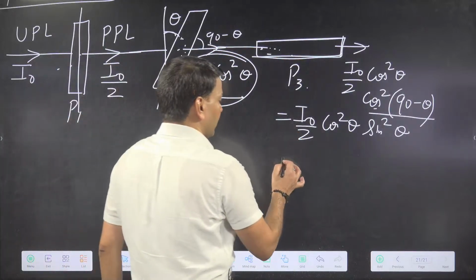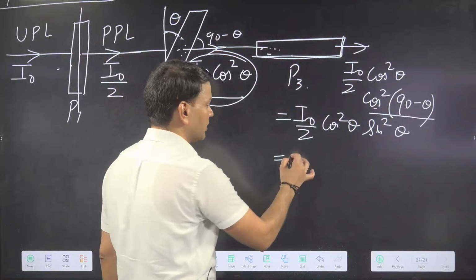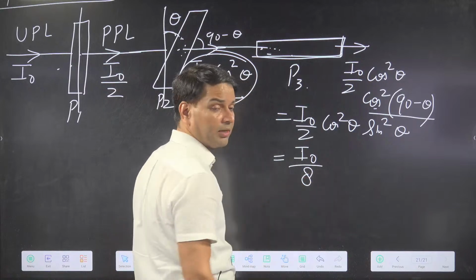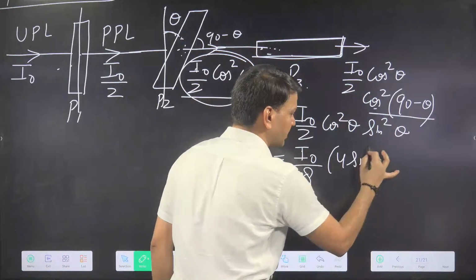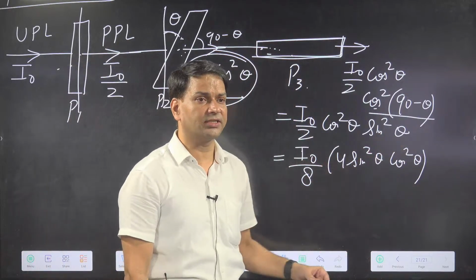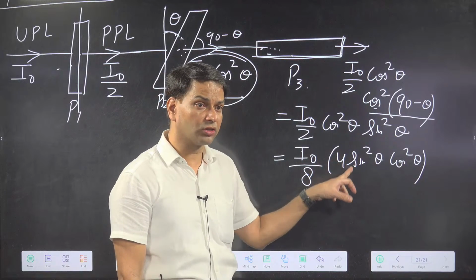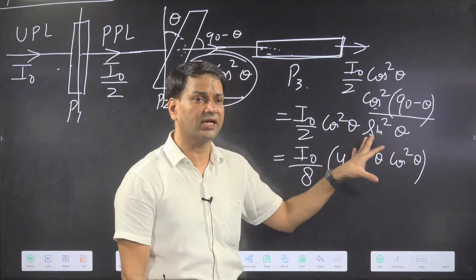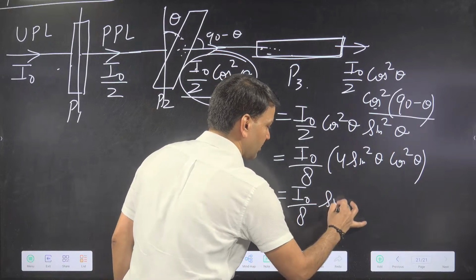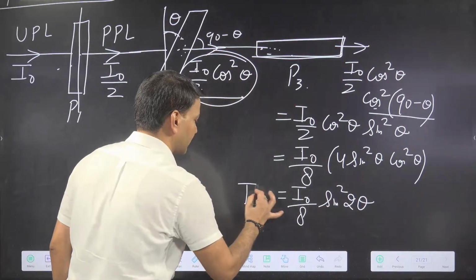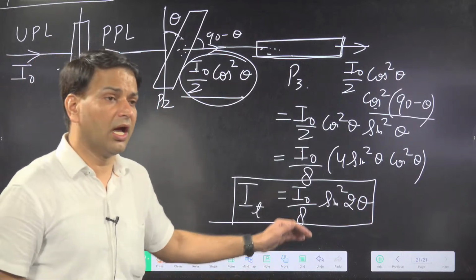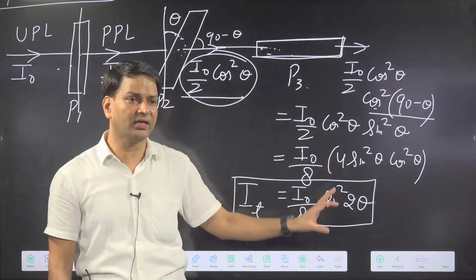Remember, if I multiply this by 4 and divide by 4, we will get I naught by 4, and dividing, it becomes 8, into 4 sin square theta cos square theta. 2 sin theta cos theta is sin 2 theta. So 4 sin square theta cos square theta can be written as sin square 2 theta. So that becomes I naught by 8 sin square 2 theta. Remember that it is the transmitted intensity. Because this is a solved example, maybe the same result can be used. I transmitted is equal to I naught by 8 sin square 2 theta.